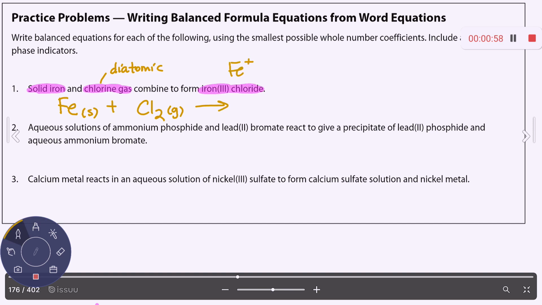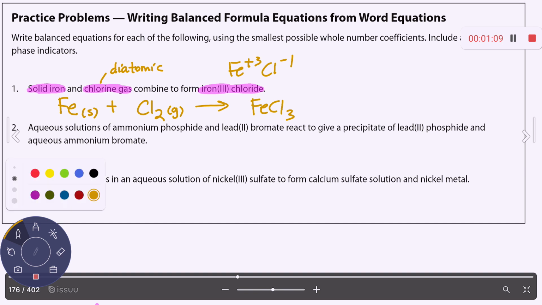Iron 3 is Fe plus 3 and Cl minus 1. So my chemical formula is FeCl3. They didn't tell me the state of matter, so it's fine that you don't include it, okay? Now, this is not balanced, okay? I need to balance the chlorines. They both would go into 6, right? Because I've got 2 and 3. So that means I would put a 3 here. 3 times 2 is 6. And a 2 here. 2 times 3 is 6. And then iron would need a 2 on it. So this would be my balanced equation, okay?